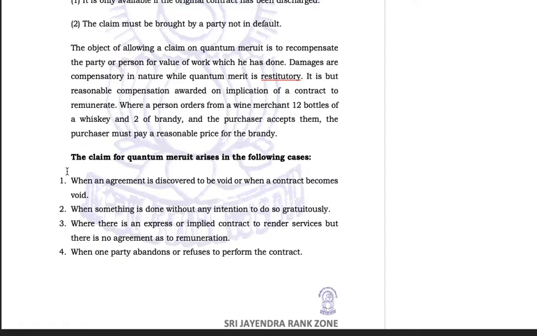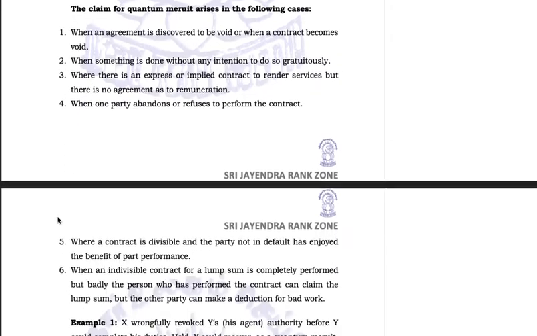When there is an express or implied contract to render services but there is no agreement as to remuneration. When there is an express contract, a written contract, or an implied contract that you shall supply me your services but you have not decided any remuneration, salary, or fees to be paid for that, then reasonable fees have to be paid. When one party abandons or refuses to perform the contract, when one party has run away from the contract, the other party can claim quantum meruit.